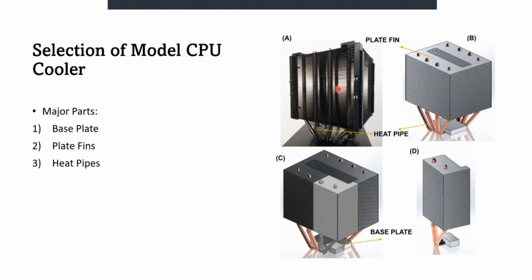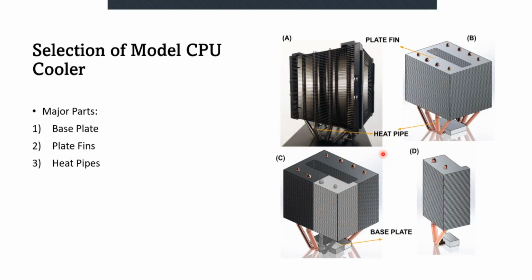If we go to picture C, we can see a highlighted portion that is 1/4 of the whole CPU cooler. And picture D is a 1/4 portion cut out of picture C. The major parts are identified here: base plate, plate fin, and heat pipe.